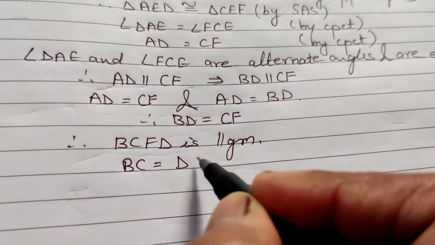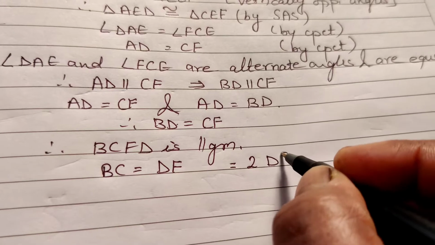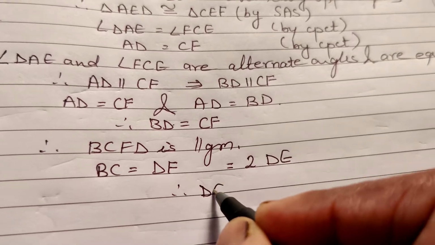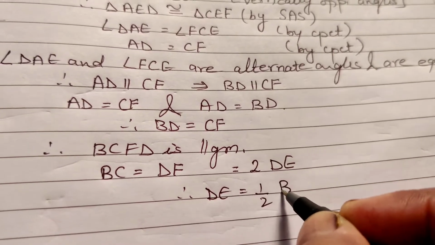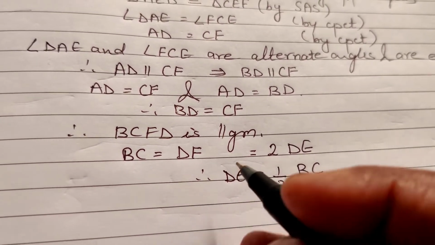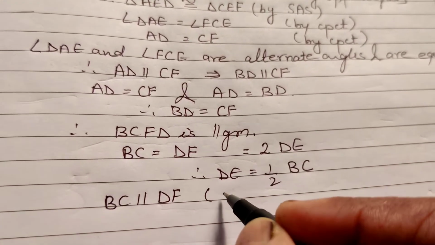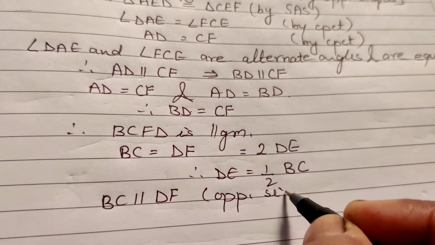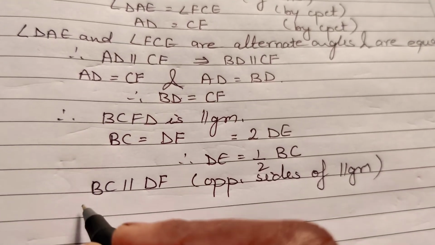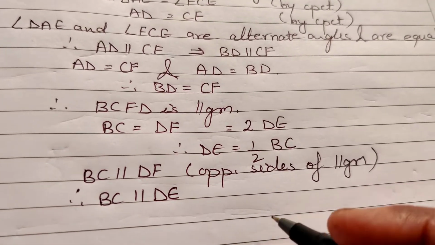BC equal to DF. We can write DF equal to 2 times DE. BC equal to 2 times DE, or DE equal to half of BC. This is the first part of the theorem. Second part, BC parallel to DF, because they are opposite sides of a parallelogram. Therefore, BC parallel to DE. Hence proved.